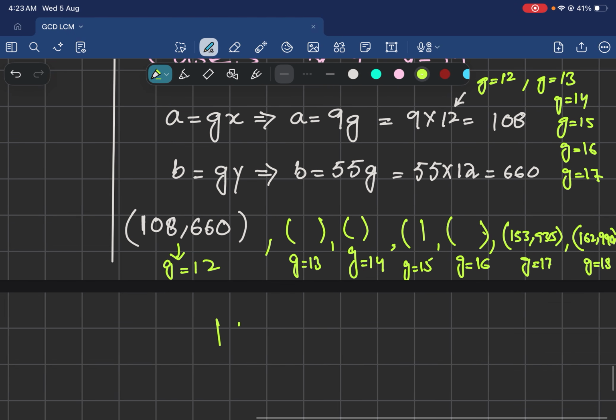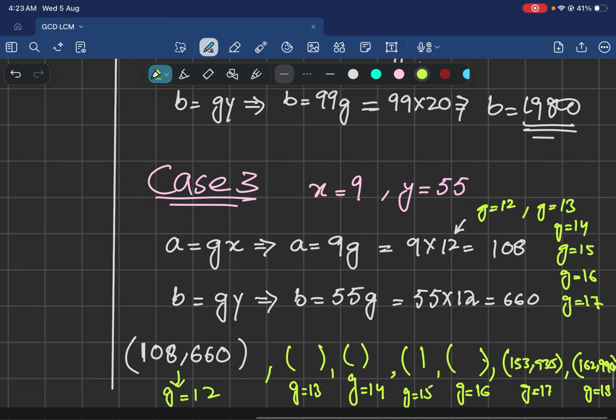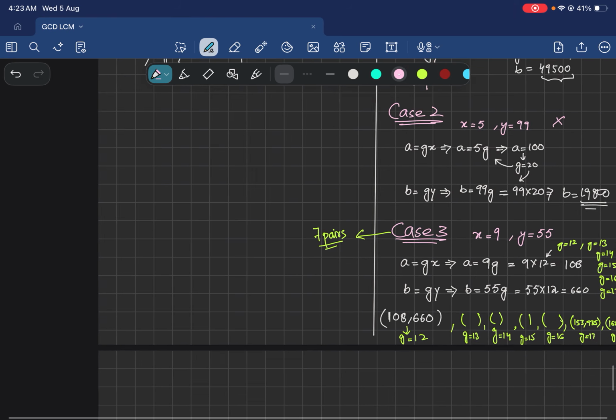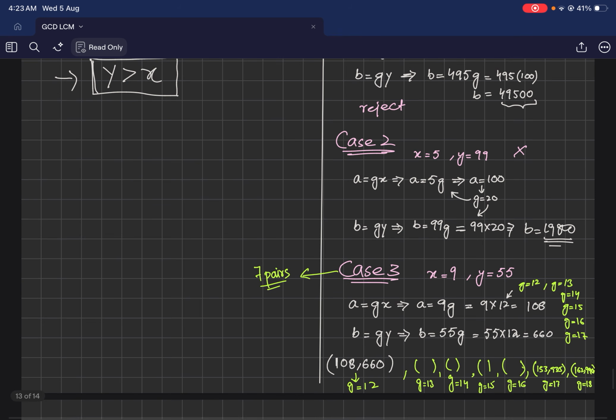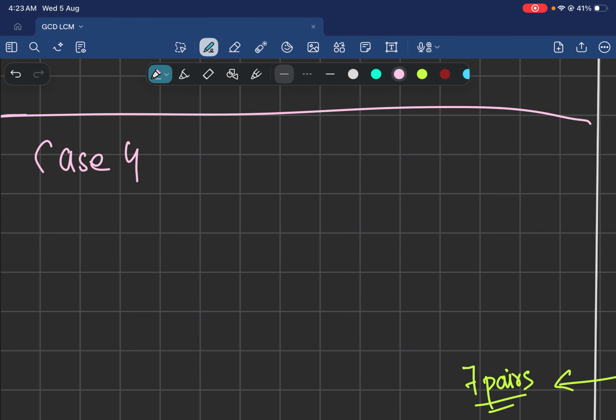So how many pairs do we get from here? 18 minus 12 plus 1 is equal to 7 pairs. So we get 7 pairs from case 3. Okay, and then let us try case 4 now.